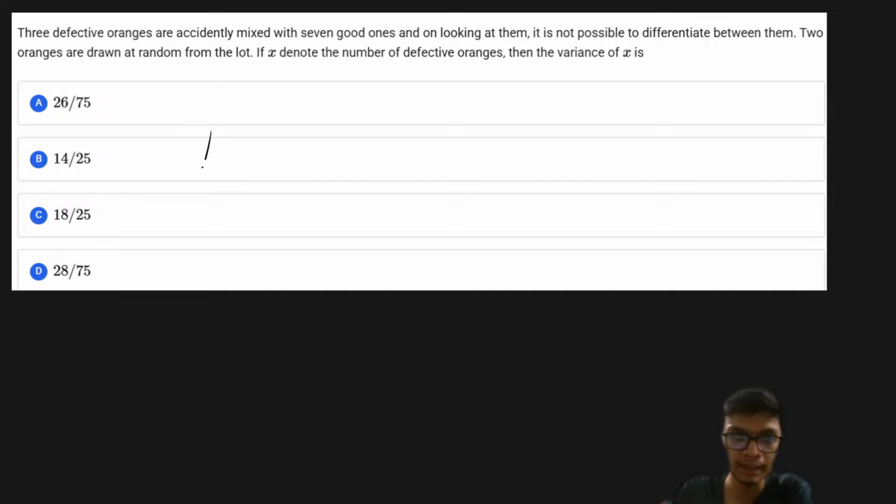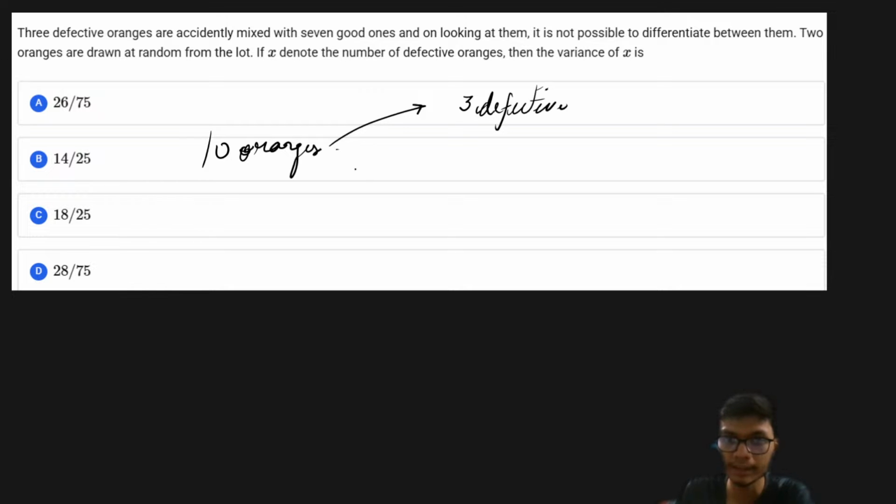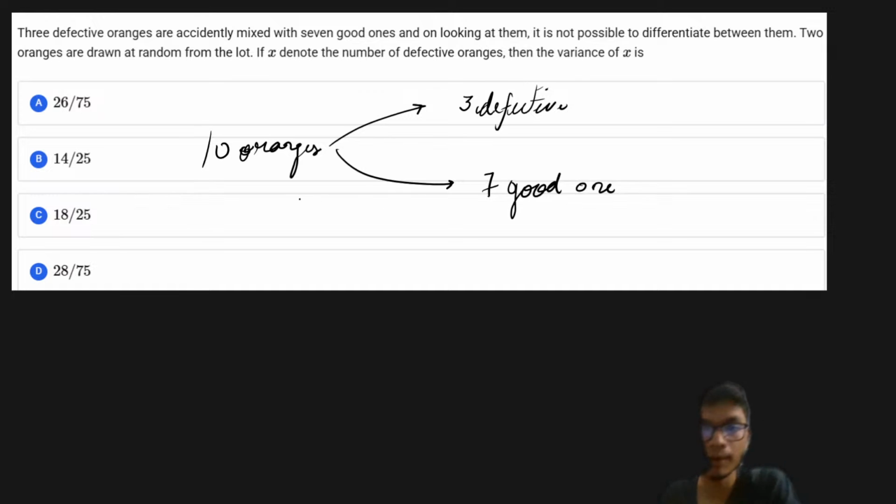So if you look over here, there are 10 oranges. In these 10 oranges, there are three defective oranges and seven good ones. So there are a total of 10 oranges. Now if I mix them in a lot, and it is not possible to differentiate among them, two oranges are drawn at random from the lot, and x denotes the number of defective oranges.